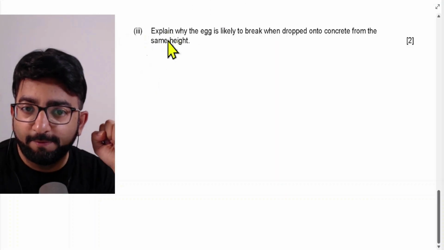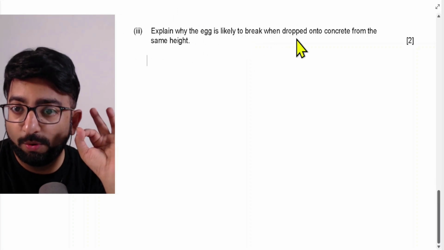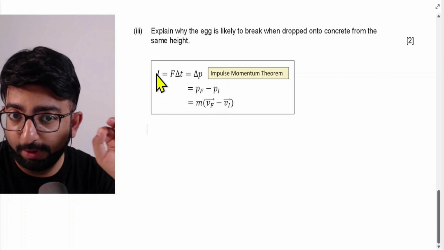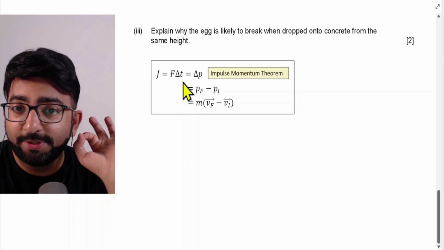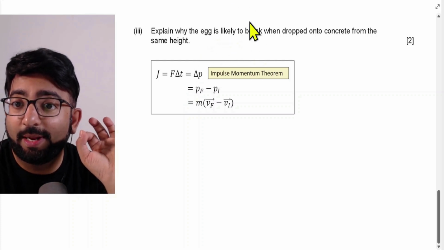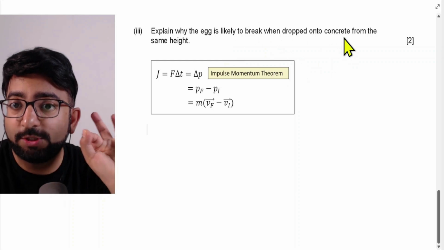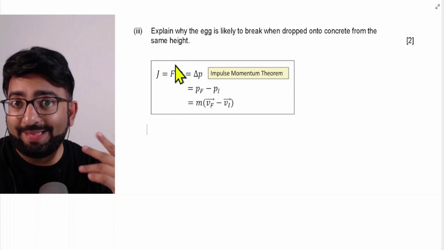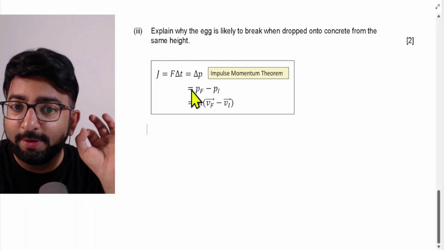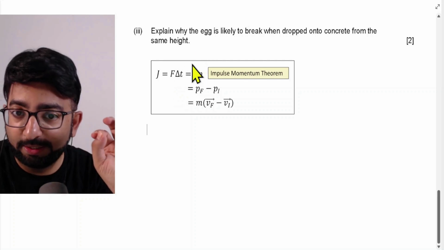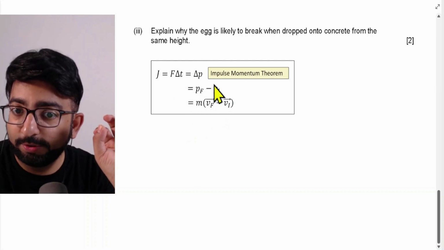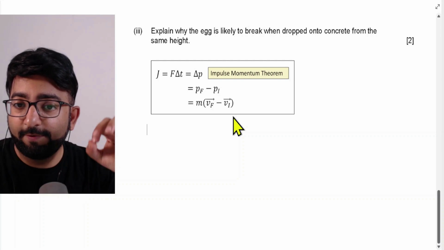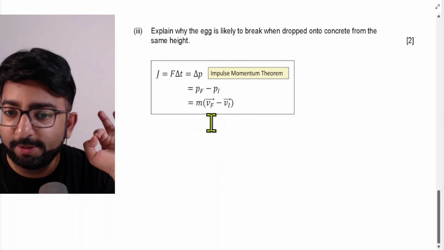In the third part, we have to explain why the egg is likely to break when dropped onto concrete from the same height. So we'll use the same impulse-momentum theorem. J is equal to force times time. Since we have to show that the egg is likely to break when dropped onto concrete, it means the force which the concrete provides to the egg is much larger compared to the ground. So how do we prove it? F delta T is equal to the change in momentum, which is m times final velocity minus initial velocity. Since the egg comes to rest after hitting the surface, the final velocity is 0. Let's write that down.